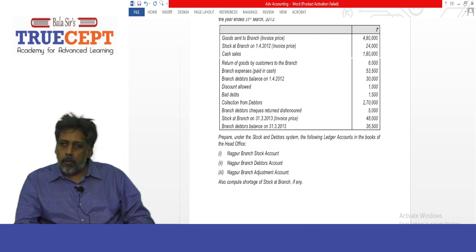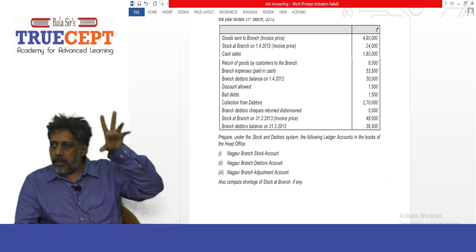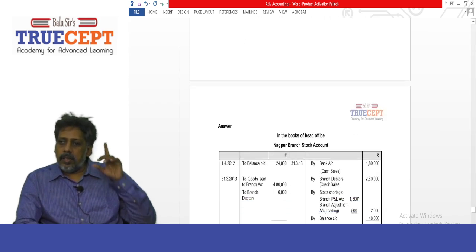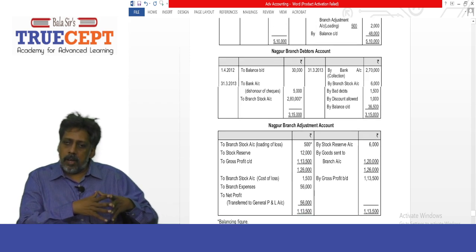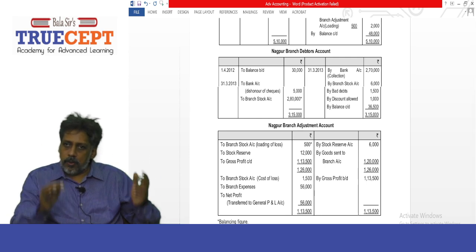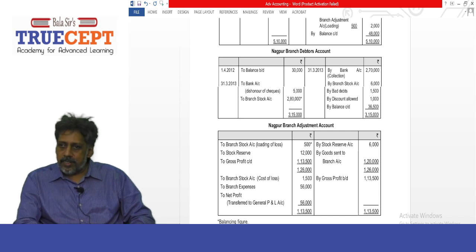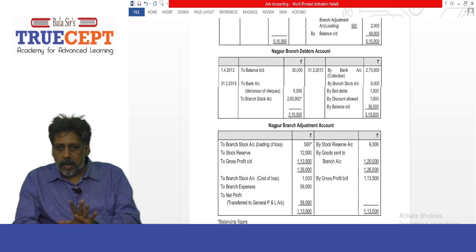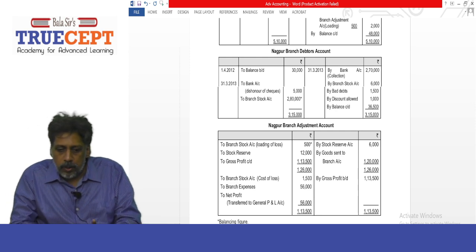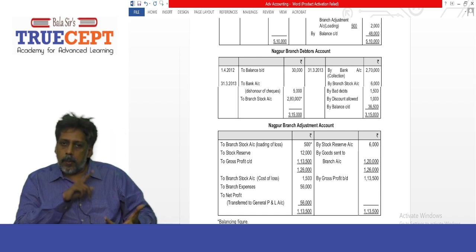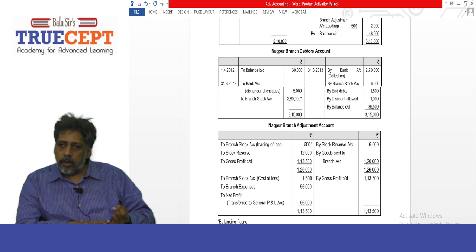Now what I will do first is prepare the branch debtors account. But in the exam, you can open all the accounts simultaneously. The problem is that when we do these online classes, it takes a lot of time for us to open all the accounts and do it. Now, I will run through each account. First, I'll go through the branch debtors account to find the credit sales. Now, just see.